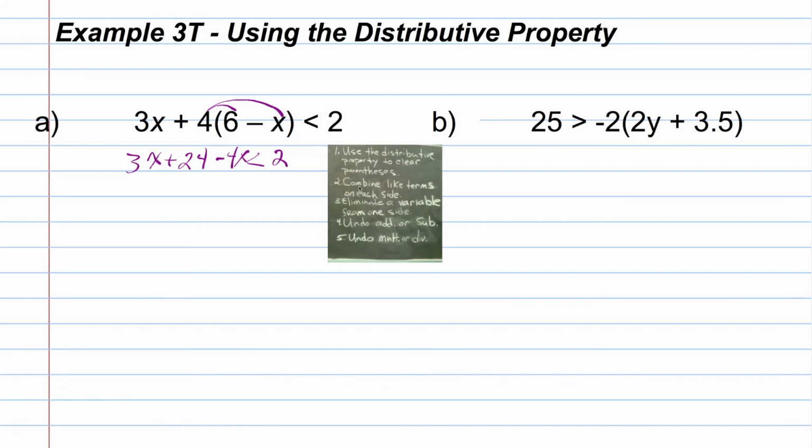Step number 2 tells us to combine like terms on each side. Well, on the left-hand side, our like terms are 3x and minus 4x. 3x take away 4x gives us a negative 1x. Bring down the plus 24, less than 2.